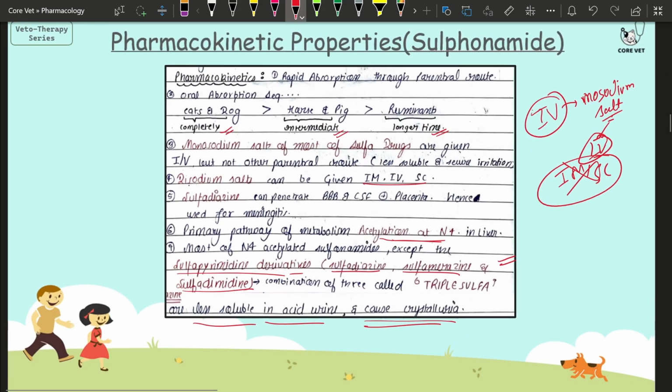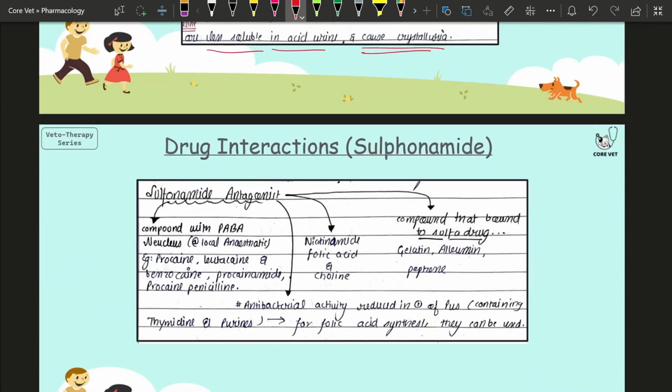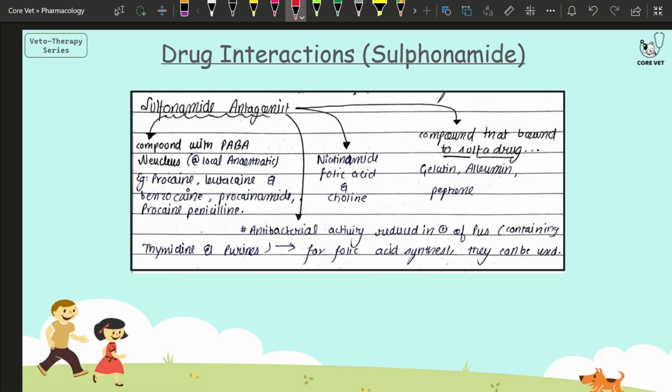I hope the pharmacokinetic properties of the sulfonamide are clear to you. Now coming to drug interactions. When you are prescribing certain drugs to the patient, you should remember that the two drugs you are giving shouldn't be antagonists to each other, meaning they shouldn't be opposing the action of each other in different directions. So a sulfonamide antagonist shouldn't be prescribed along with the sulfonamide drug.